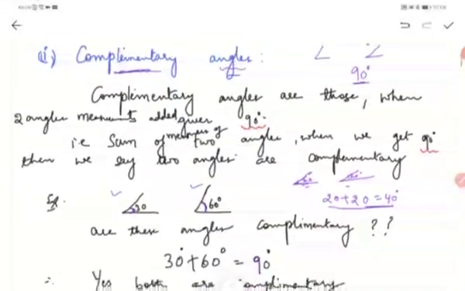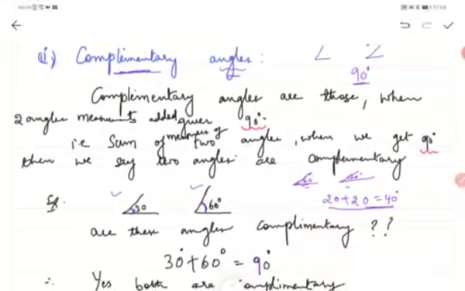I hope you understood this. So what are complementary angles? Whichever two angles are given, if you sum those two angles and we get the sum of the measures of the angles as 90 degrees, then we call them complementary angles. All right, so let me take some examples on this complementary angle.